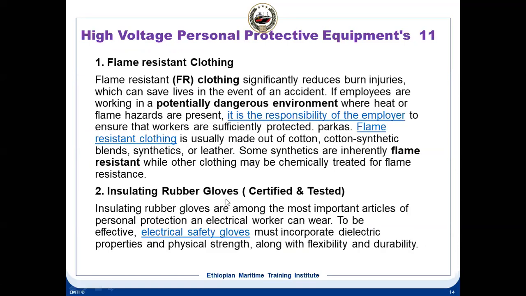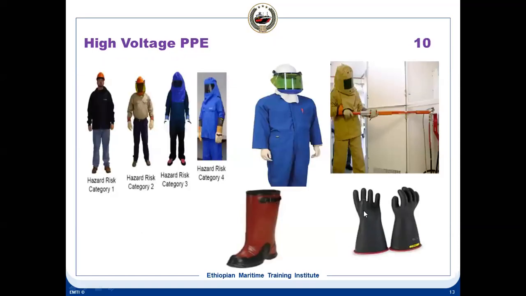Then insulated rubber gloves. These insulated rubber gloves, you can see this one. This is an insulated rubber glove. These gloves have to be certified and they have to be tested. So if you are using 6600 volt, this has to be tested to at least 10,000 volt. You'll find on these gloves, it is stamped on this, like a seal, mentioning that this has been tested to the higher voltage.